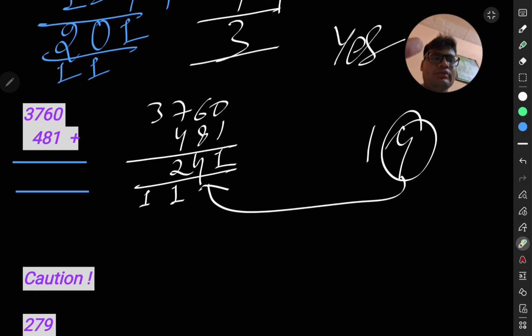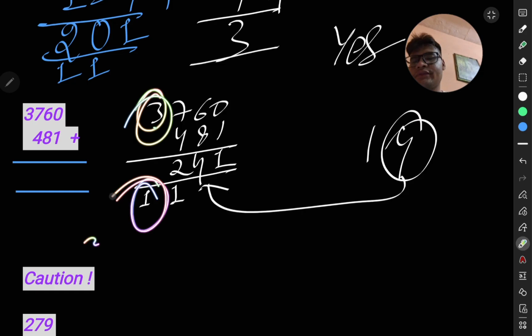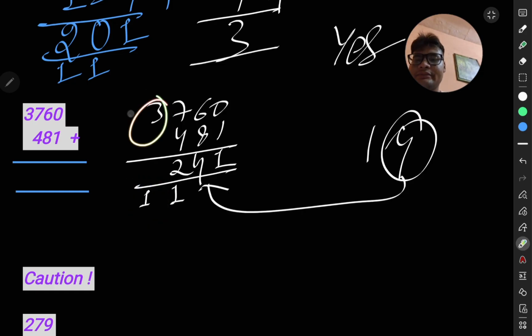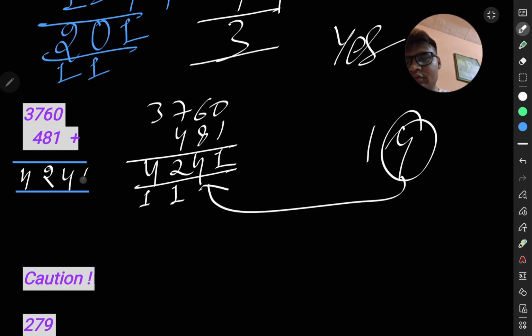So what will we do? We have to add this and 1 carry. So 3 plus 1 will be 4. So we will write here 4. So our answer is 4 2 4 1.